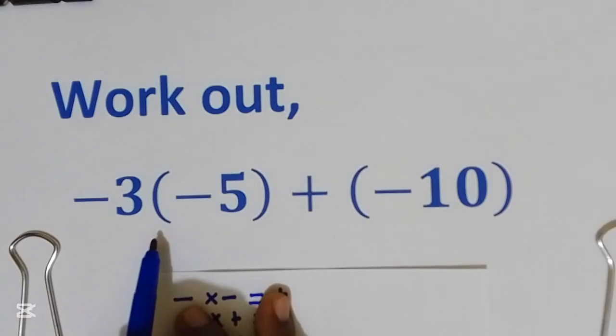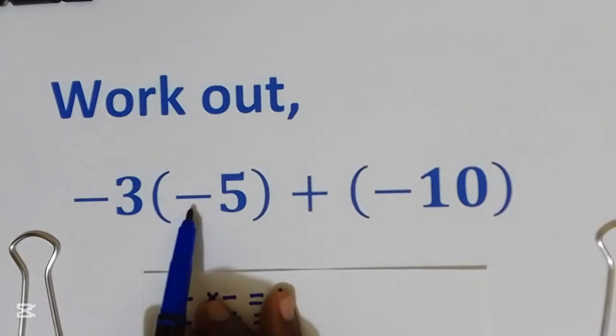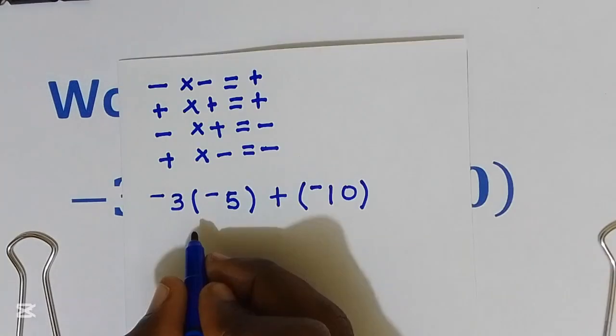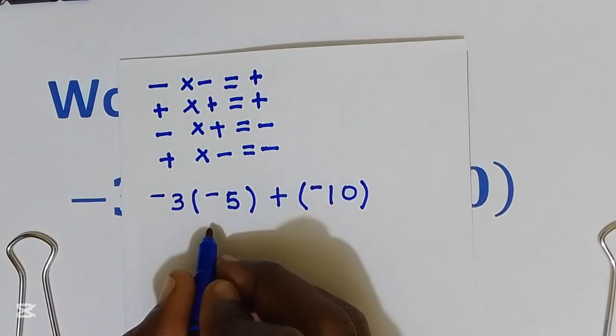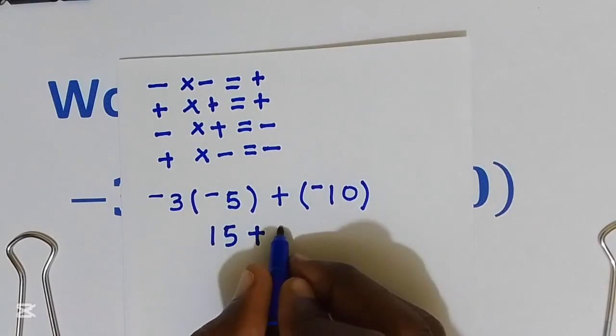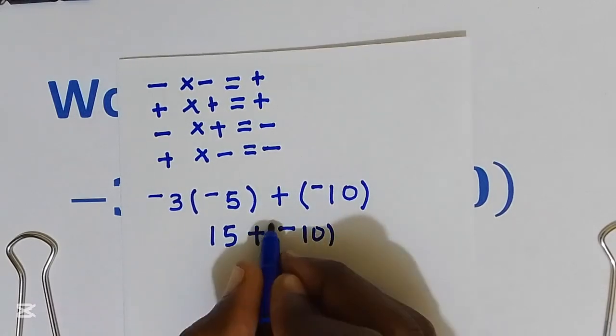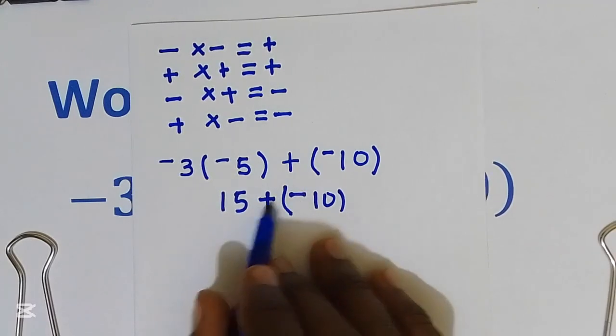For our question, we are going to start by multiplying negative 3 multiplied by negative 5. Negative 3 multiplied by negative 5, we are going to get positive 15. Then add minus 10. Second, I'm going to combine these two signs by multiplying them.